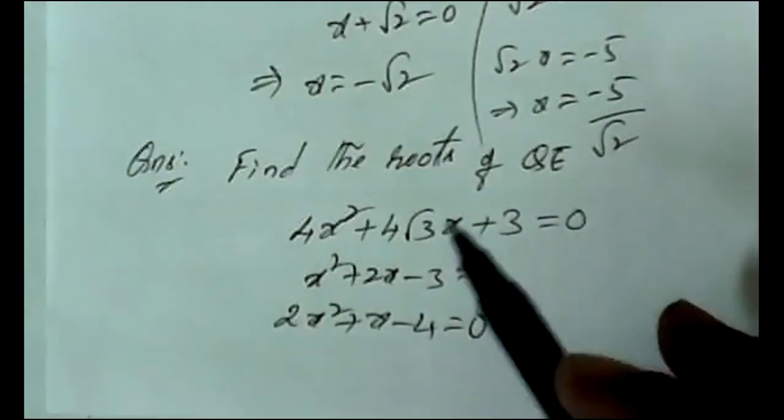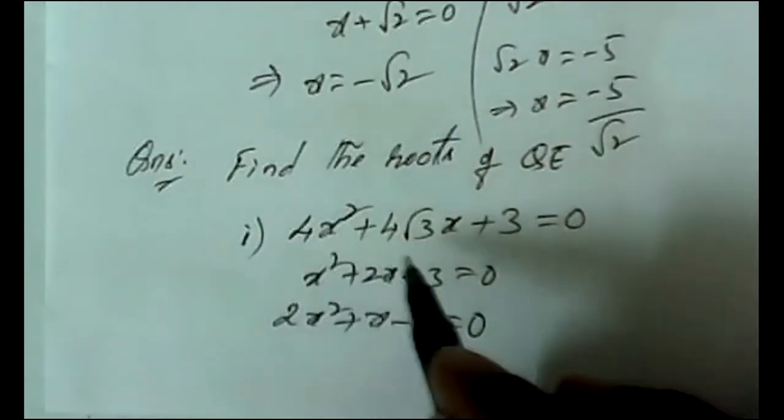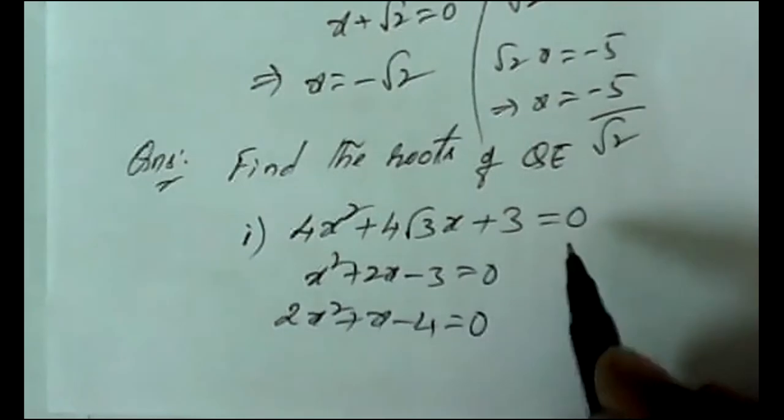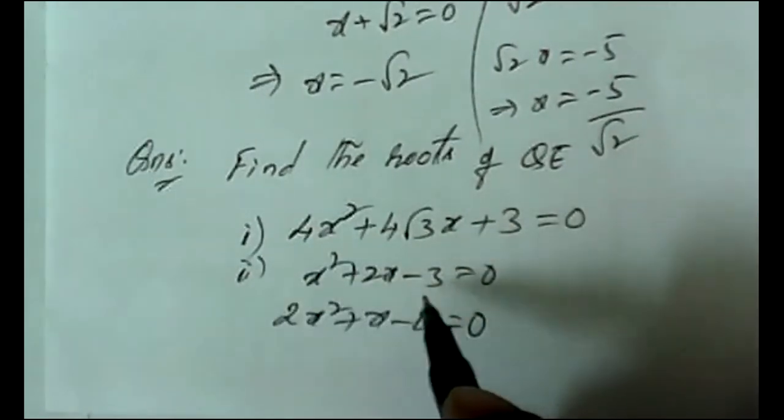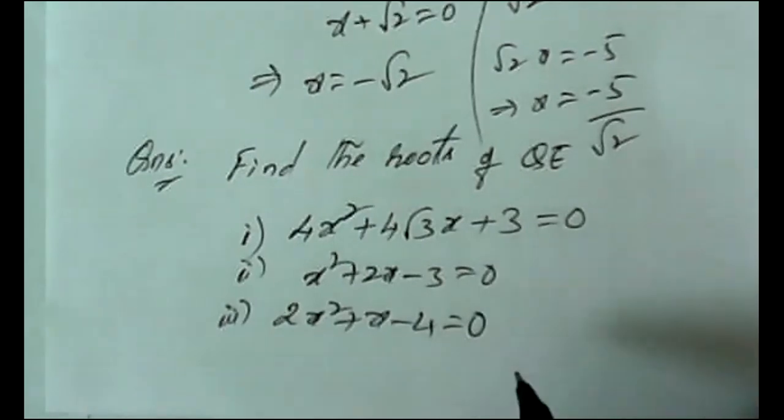Now you try to solve and find out the roots of these quadratic equations. The first one is 4x square plus 4 root 3 x plus 3 is equal to 0. The second equation is x square plus 2x minus 3 is equal to 0. The third equation is 2x square plus x minus 4 is equal to 0.